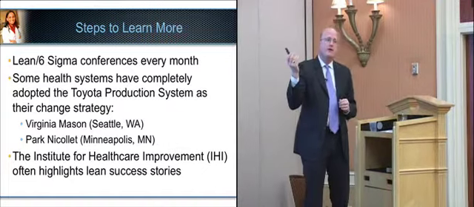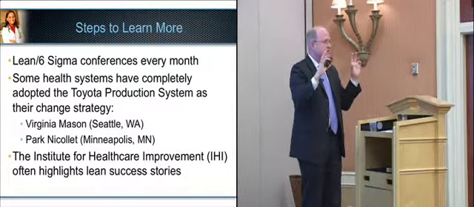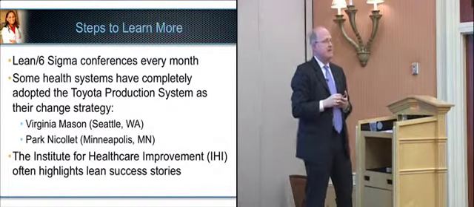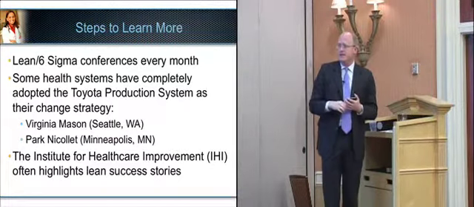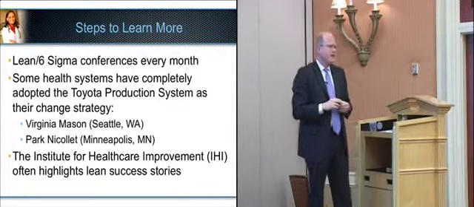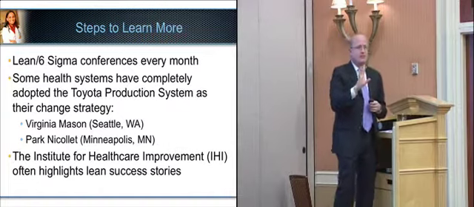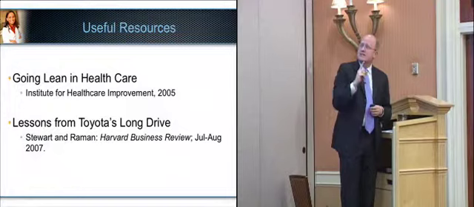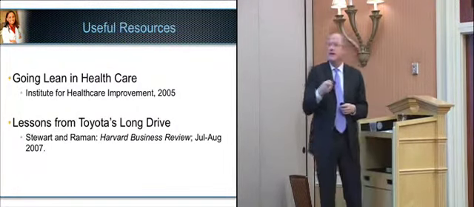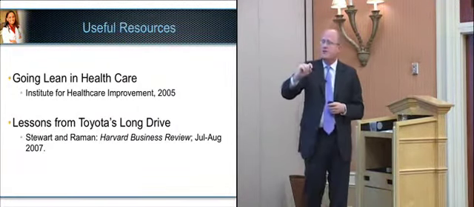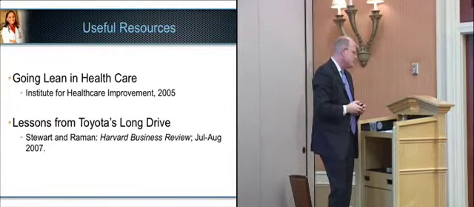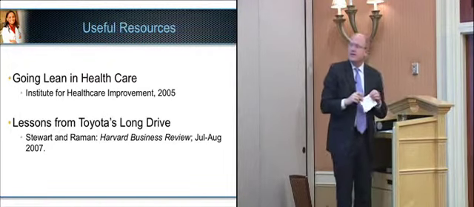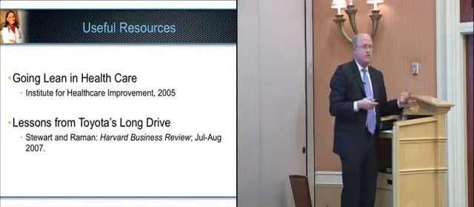Some organizations have adopted this Toyota production system concept as their overall theme for their organization. Virginia Mason in Seattle is an example, Park Nicollet in the Twin Cities as well. And the IHI has done a lot of highlighting of these success stories related to Lean. But those are some of the things. I also listed some resources in your handout, Going Lean in Healthcare, and the Harvard Business Review article I had there as well. Those are resources that I think are helpful in trying to learn more about Lean.